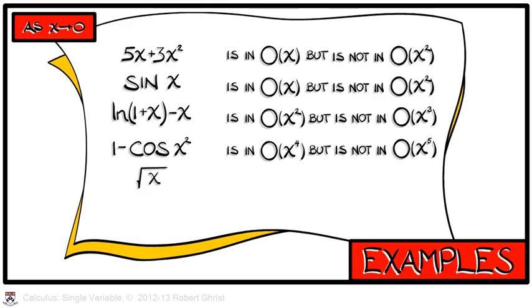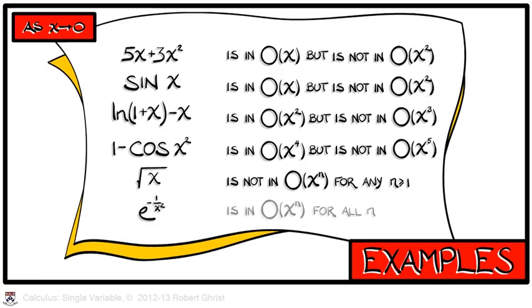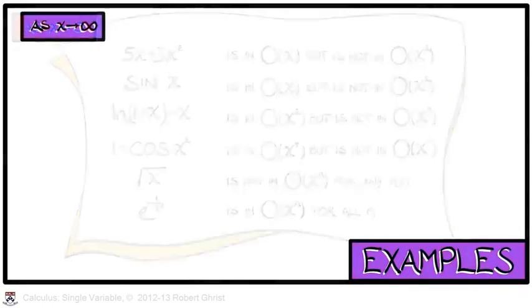1 minus cosine of x is in big O of x to the 4th, but not in big O of x to the 5th. Square root of x is not in big O of x to the n for any n bigger than 1. It does not go to 0 very quickly at all. On the other hand, e to the minus 1 over x squared is very quickly going to 0. It's in big O of x to the n for all positive n.